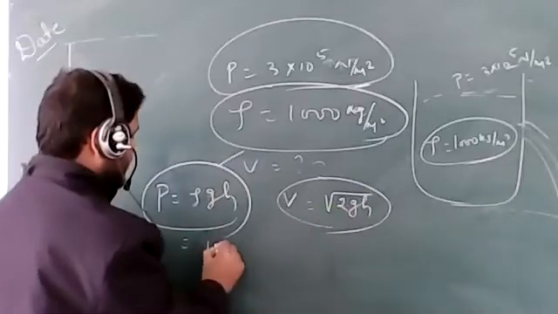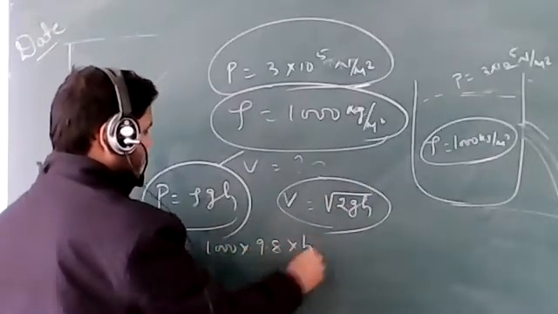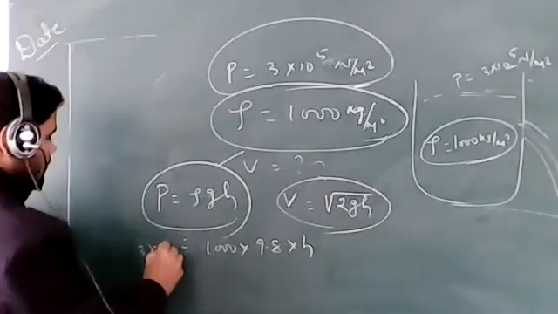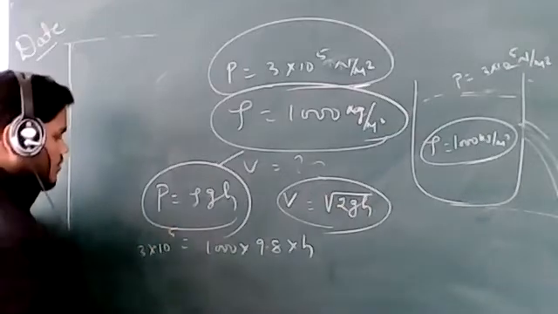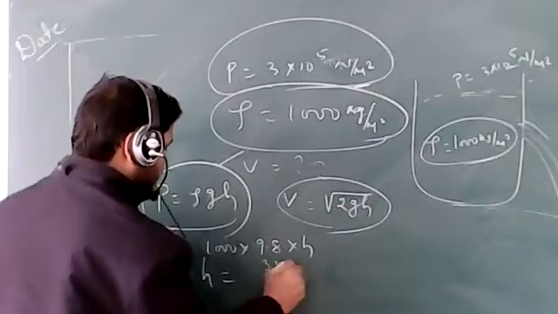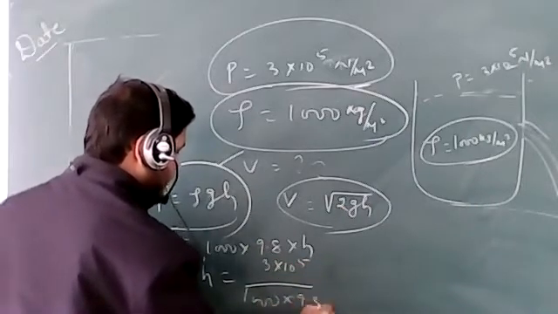Rho is given as 1000. G is 9.8, so h you have to find out. Pressure is also given, that means 3 into 10 to the power 5. So you can find out the h from this particular equation. That means 3 into 10 to the power 5 divided by 1000 into 9.8.